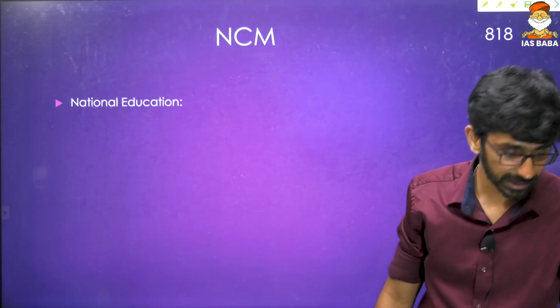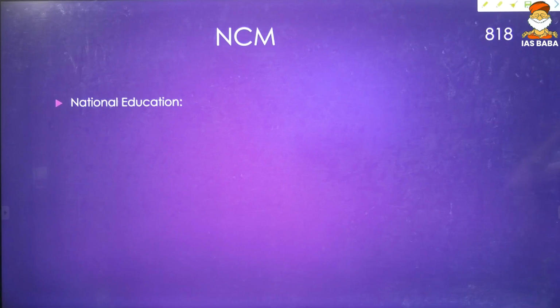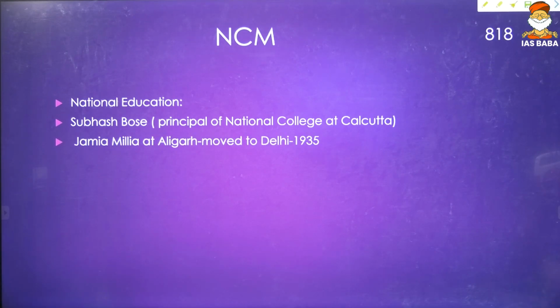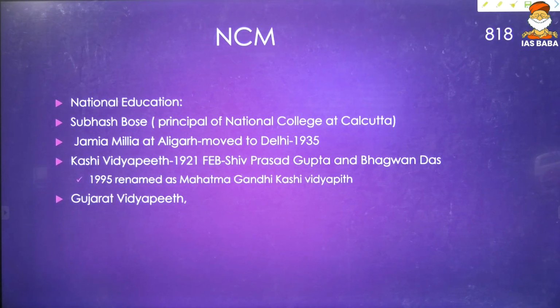And some more events we can see. All these are factual, so you can just keep looking at this one. The national education, because we had to develop some kind of alternatives for the Britishers. So many educational institutions were established. Like I told you, Subhash Chandra Bose became the principal of National College at Calcutta. These are all factuals, no need to understand. You can just go through these facts. Jamia Millia at Aligarh was established, and then later moved to Delhi in 1935. And Kashi Vidyapith was established. Later it was renamed Mahatma Gandhi Kashi Vidyapith in 1995. It was established in 1921 by Shiva Prasad Gupta and Bhagwan Das.